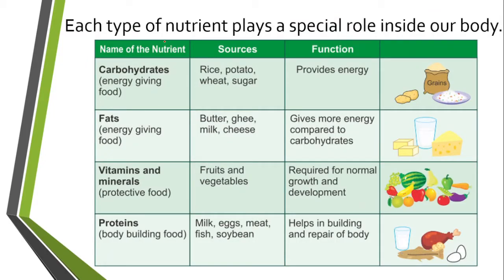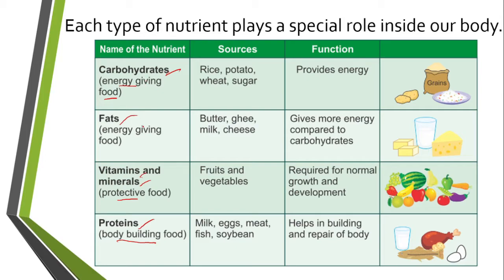So each type of nutrient plays a special role inside our body, and these nutrients are also known as components. And there are 5 main types of nutrients, and those are carbohydrates, fats, vitamins and minerals, and proteins. The carbohydrates and fats are known as energy giving foods, proteins are known as bodybuilding food, and vitamins and minerals are known as protective food.